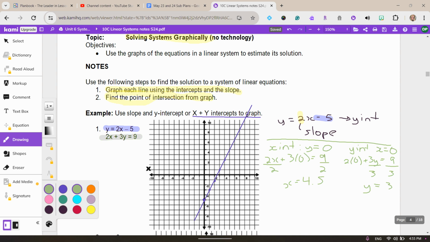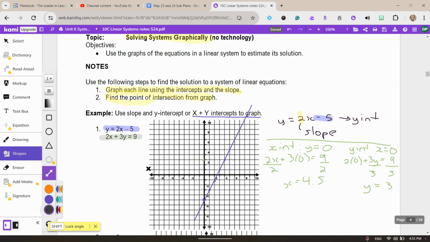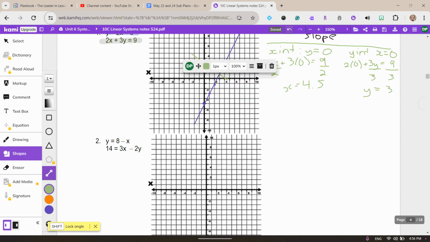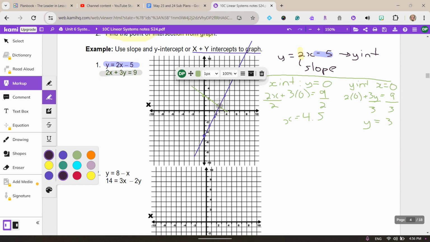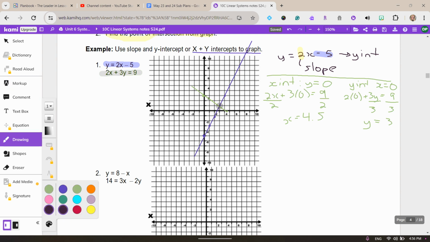So I now plot those points. X is 4.5. Y equals 3. And then we are going to take our straight line and connect those 2 points. Okay, so right there you can see where they intersect. So in black, we've got the point of intersection, which is going to be the solution to our equation. It looks like 3, comma 1 is the solution.